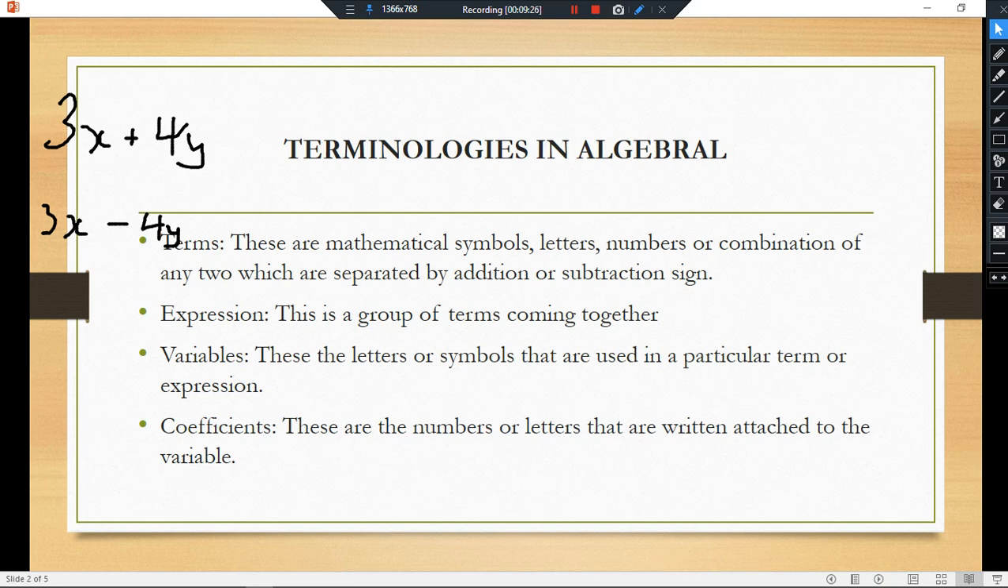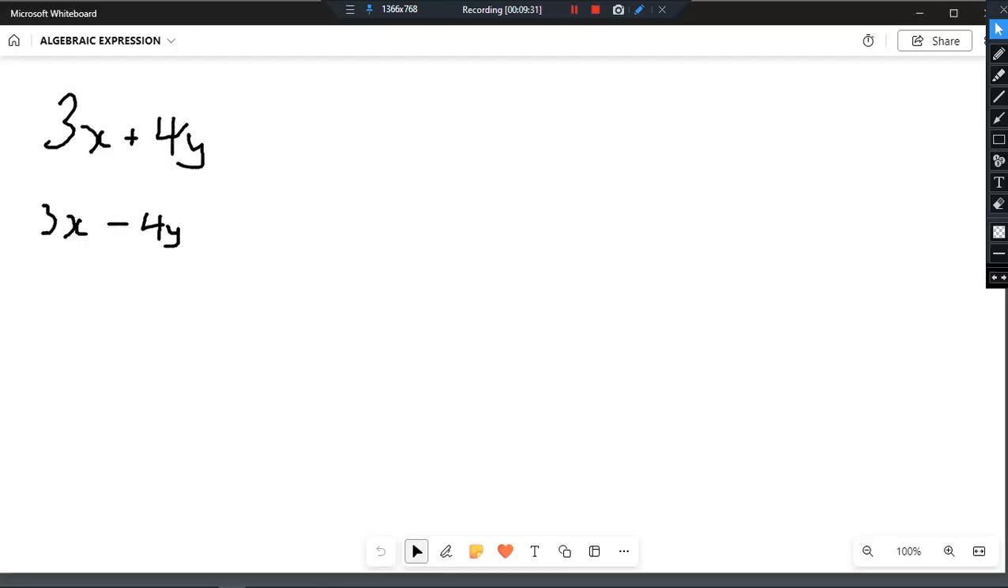Alright, so when I have this 3x plus 4y, you don't say x and y are, yes, they are alphabet though, but when it comes to mathematics, their name is known as variables. So x is a variable here, y is also a variable. Then we also have coefficients. Now coefficients are simply the numbers that are multiplying a variable. In actual terms, they are the numbers which are attached to a variable.